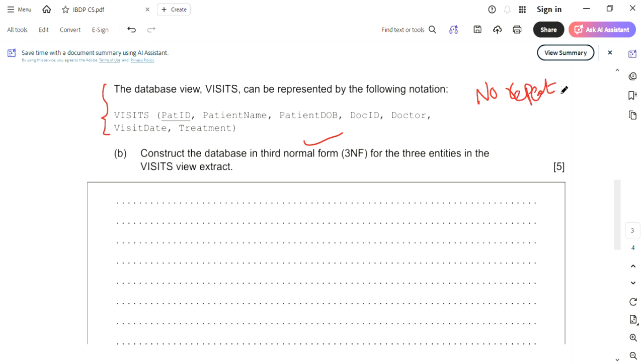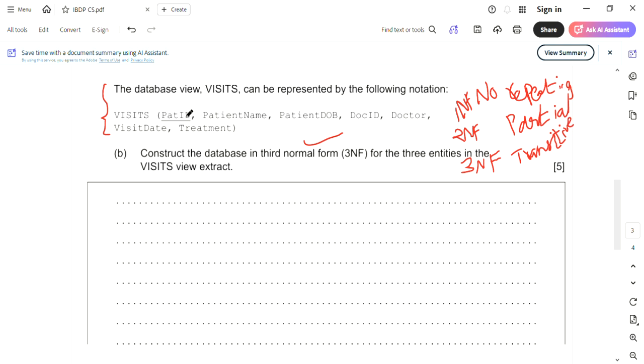Also we have understood what is 2NF. 2NF is no partial dependencies. And what is 3NF, children? No transitive dependencies. Now, if you can see here, transitive.